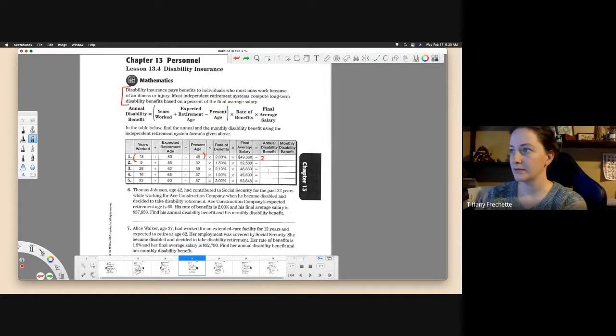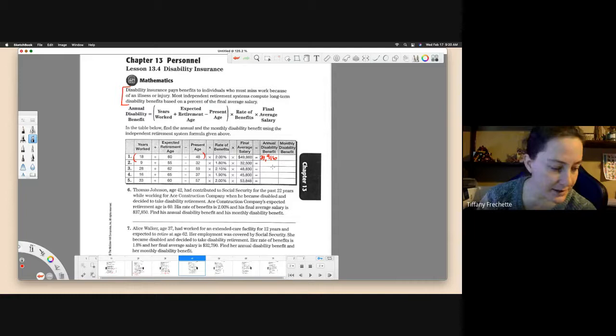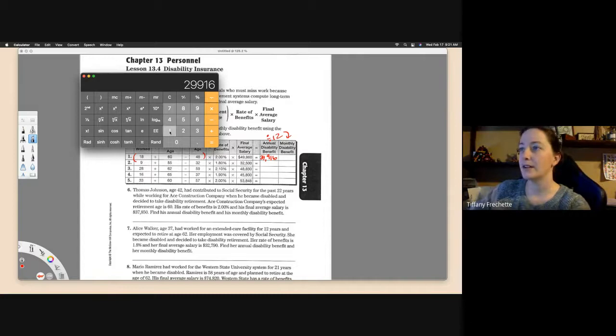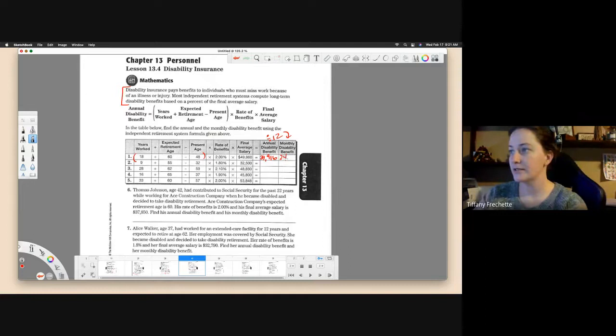Whoa, that's ugly. $29,916. And then monthly disability benefit. We want to divide that amount. They don't really tell you what to do on this one, but monthly tells you what to do. So we know that we're going to need to divide by 12 to get our monthly. So we just take our calculator again, and we divide by 12, and that's going to give us $2,493 each month. That's how much we'll get in monthly disability benefits.